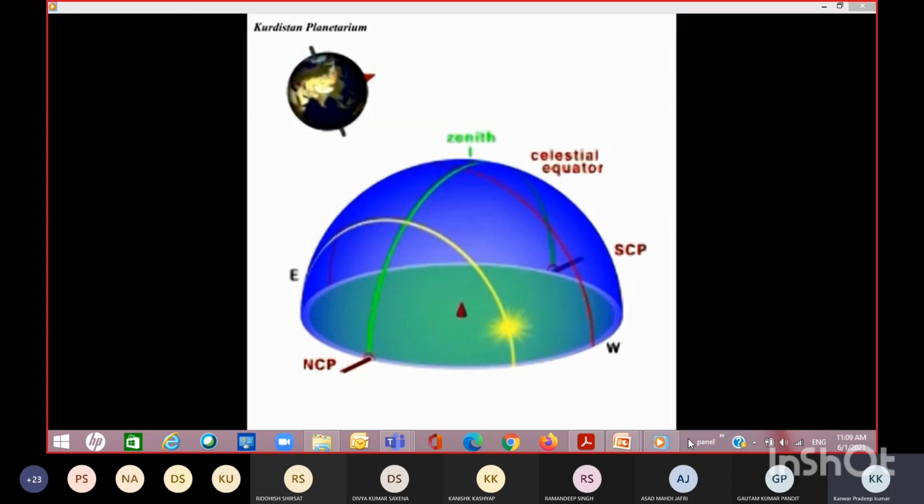And what is that red one? The magenta one. Prime vertical circle. Prime vertical, beautiful. What is your name? Divya Kumar Saxena. Divya, you are answering most of my questions yesterday also. So I'm sure you are doing a lot of studies. Very good. So that is the prime vertical, because it is a vertical circle passing through the east and west point of the observer.